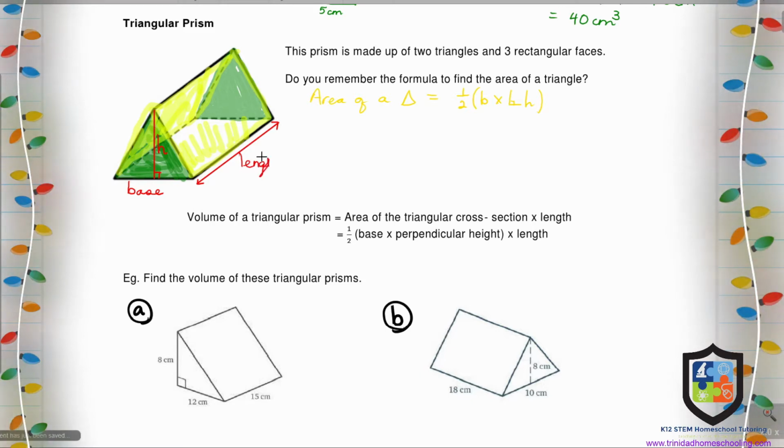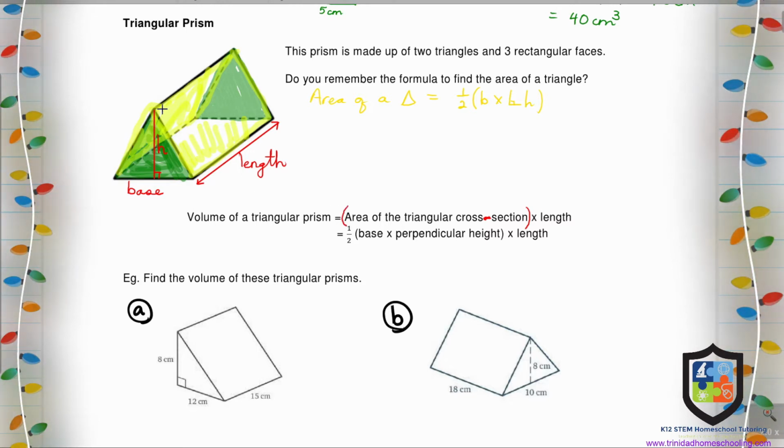Alright, and make sure on your notes that you label this diagram, so that when you're revising, you know where exactly your length is, where your base is, and what your height should look like. Alright, so your formula that you need to remember is the area of the triangular cross section. Now this is not a subtraction sign there, this is a hyphen. Cross section. So it's the area of the triangular cross section.